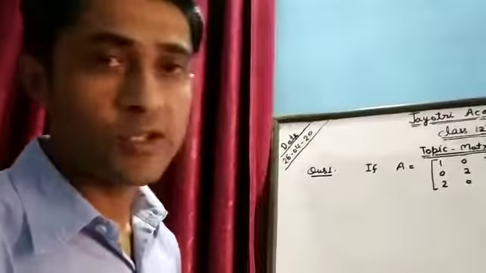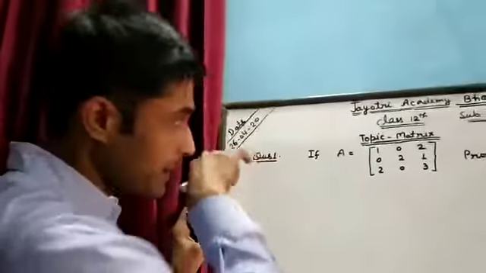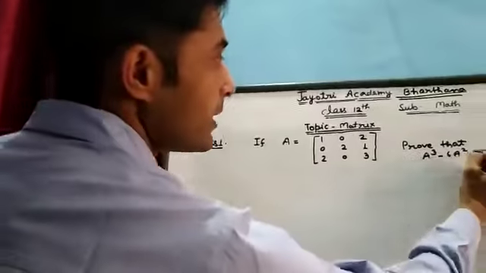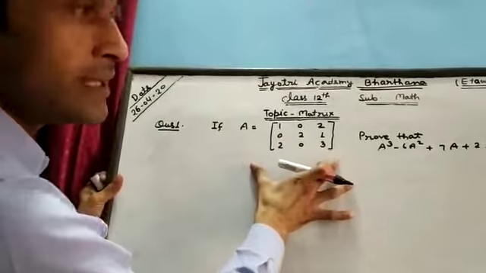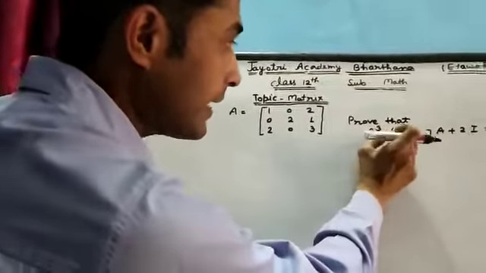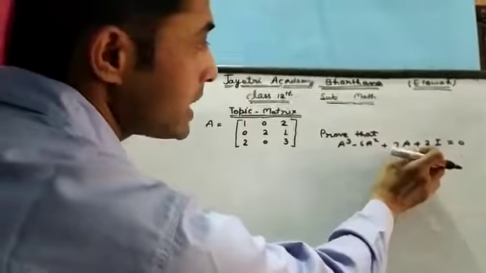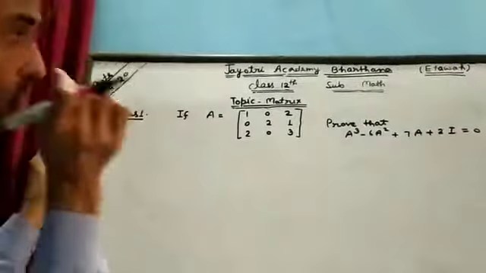Today I am here to teach you class 12 math, the topic matrix. Now look at question number 1. Question number 1 is: if A is the given 3 by 3 matrix, you have to prove A cubed minus 6A squared plus 7A plus 2I is equal to 0.